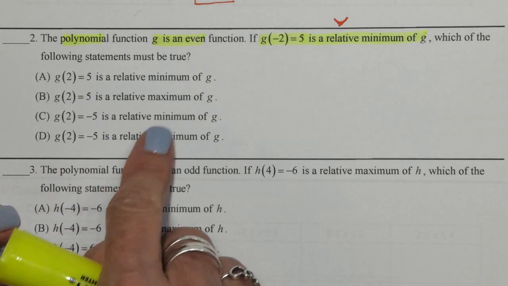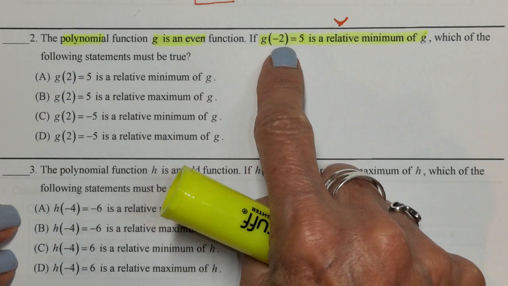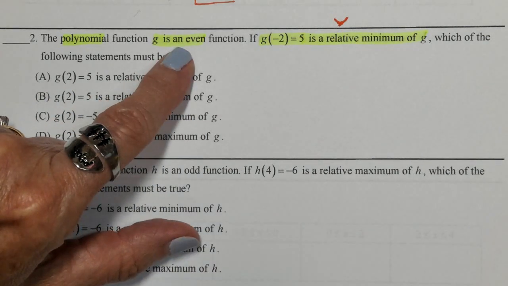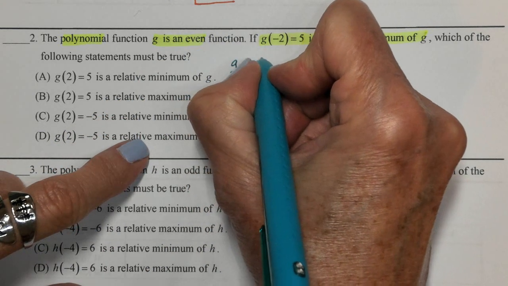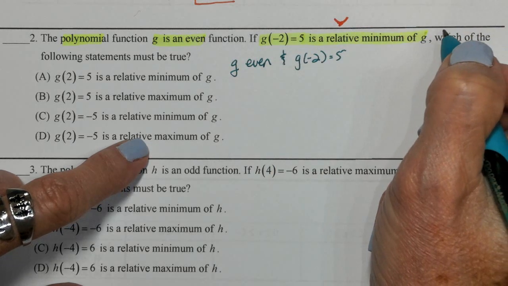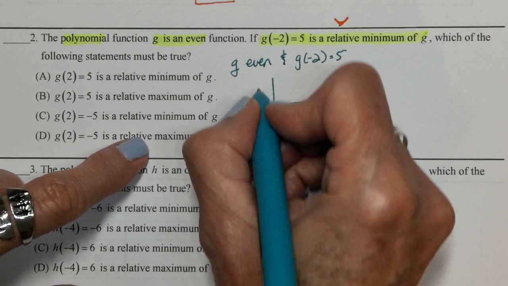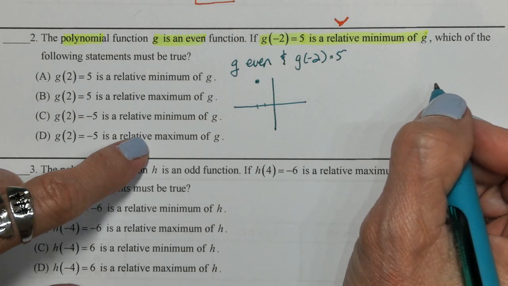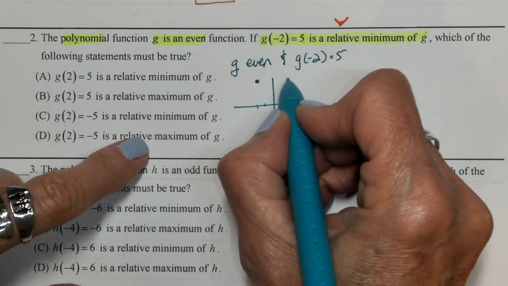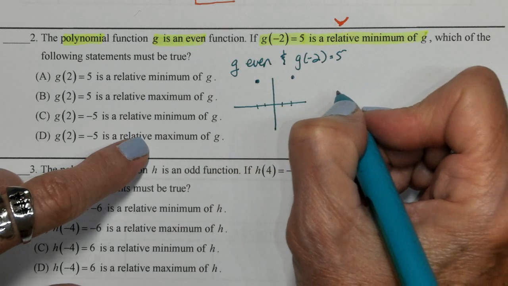And I look at the statements, and they're all talking about g of 2. They gave me g of -2, and they're asking me about g of 2. Well, if g is even and g of -2 is 5, that means over here, when at -2, we're up here at 5, right? If g is even, then we have symmetry with respect to the y-axis. So g of 2 must also be 5.